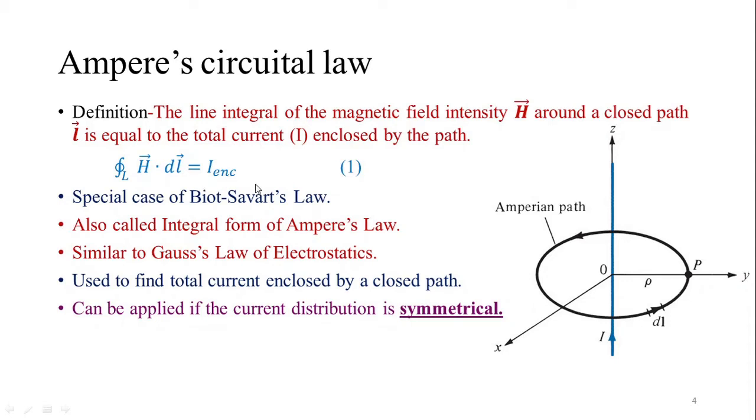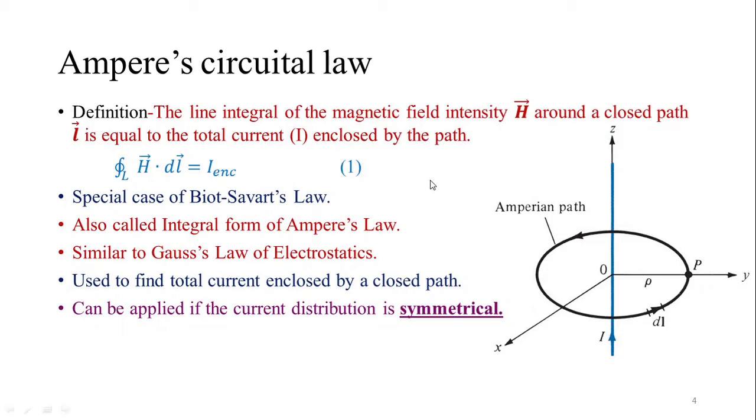this is a special form of the fundamental law, Biot-Savart's law. By taking Biot-Savart law, you can define Ampere's circuital law as a special form of Biot-Savart's law. This one is also known as the integral form of Ampere's law, similar to Gauss law of electrostatics.